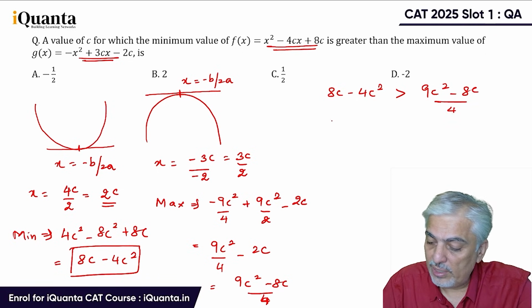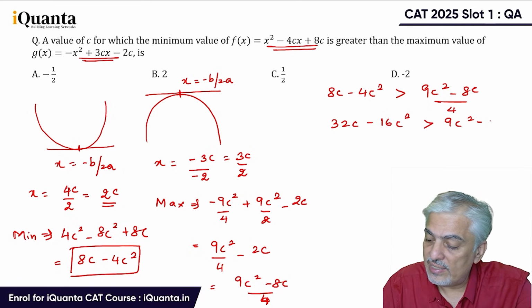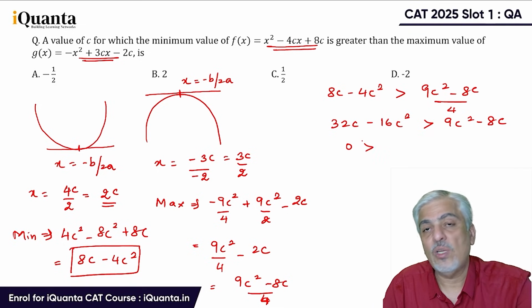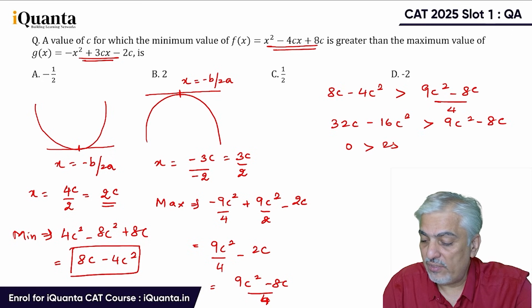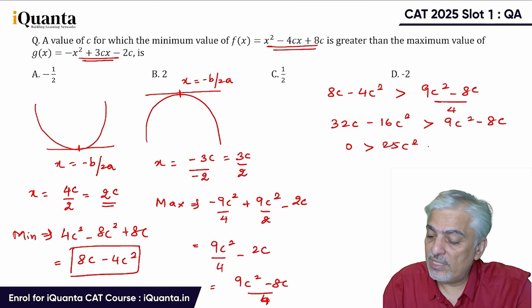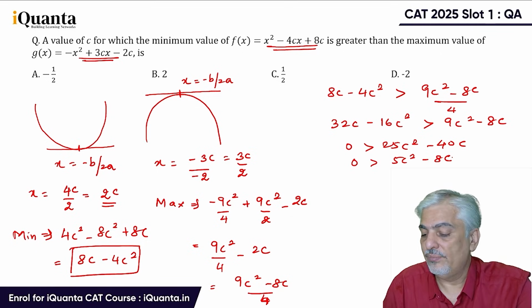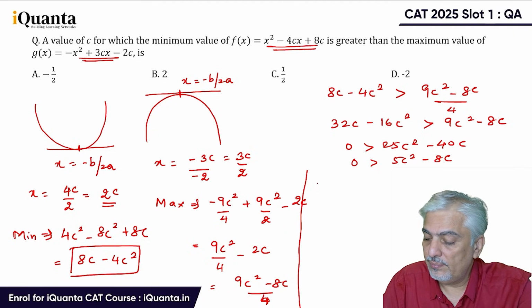Multiply both sides by 4, you get 32c minus 16c² is greater than 9c² minus 8c. So I'll get 0 is greater than 9c² plus 16c², which will become 25c² minus 40c. You can divide by 5. So you'll get 0 greater than 5c² minus 8c. I can take c common. So I get c(5c minus 8) is less than 0.